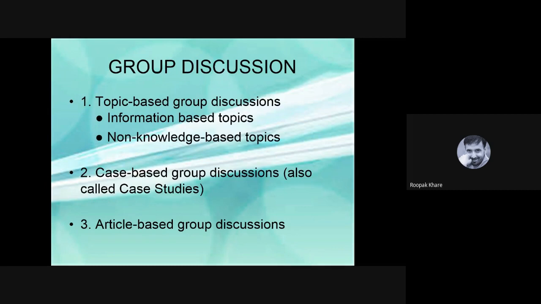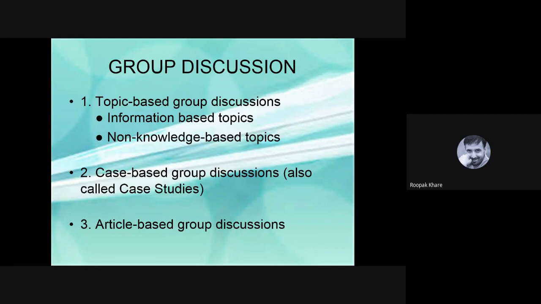There's something called the group discussion. Group discussion is that part where some people are collectively put into a situation, or a certain topic is given to them. They are left free to discuss it among themselves, and obviously, then they are being observed. There are topics given, information based topics are given, or non-knowledge based topics are given. There are various ways. This is part of your syllabus also.